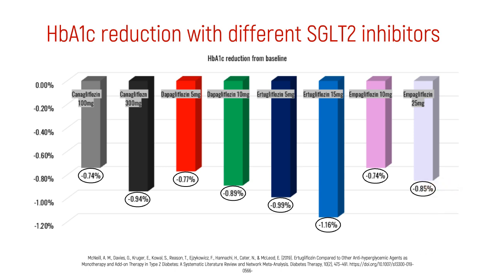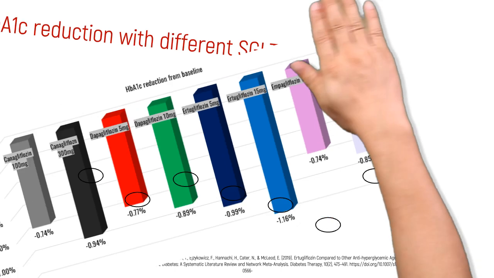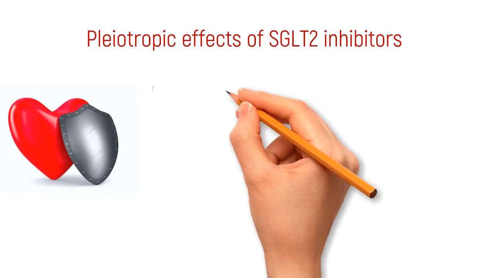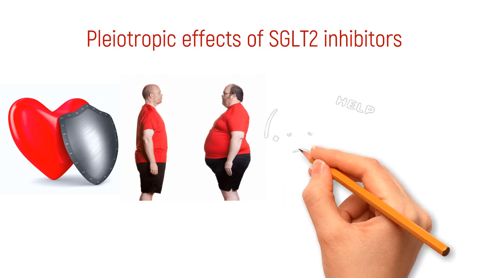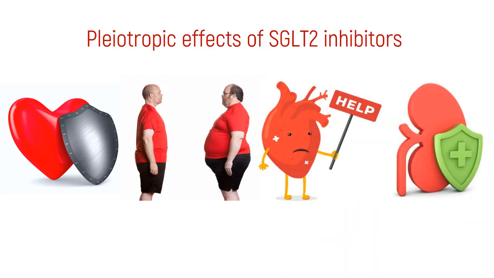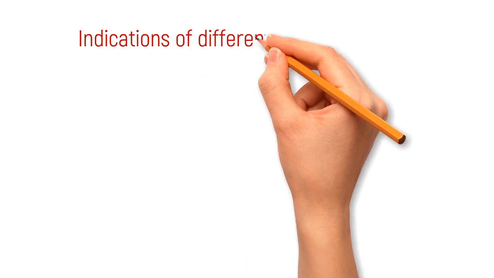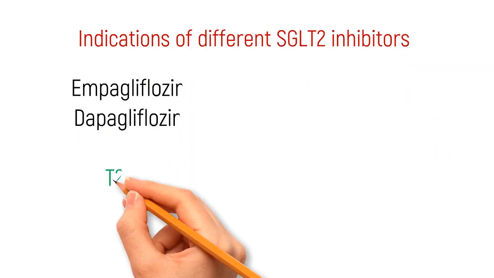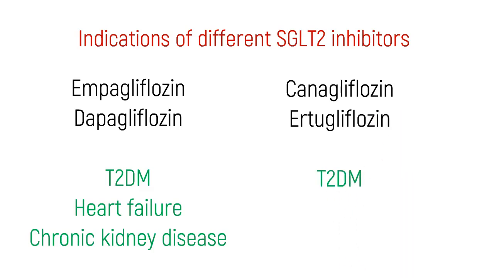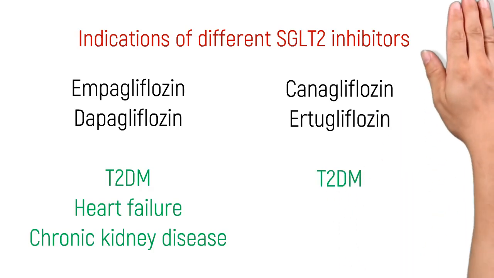According to available data, SGLT2 inhibitors offer several additional pleiotropic effects, including cardioprotection, weight loss, a reduction in heart failure events, and renal protective effects. As a result, empagliflozin and dapagliflozin are approved for the treatment of type 2 diabetes mellitus, heart failure, and chronic kidney disease. In contrast, canagliflozin and ertugliflozin are approved solely for type 2 diabetes mellitus. Now we will go to the details regarding their effects on the mentioned conditions.